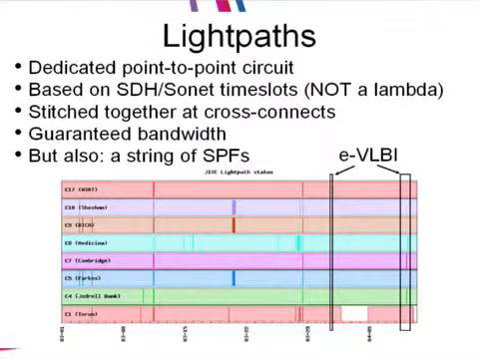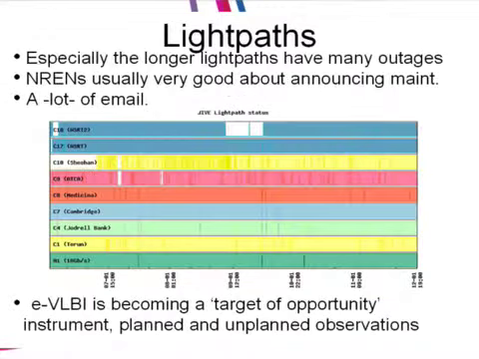So over here, we were very glad to miss this one, but I'm not sure if it's actually visible there. There's an outage here, and an outage over here, an outage over here. So even during observations, these things happen. And especially the longer light paths.